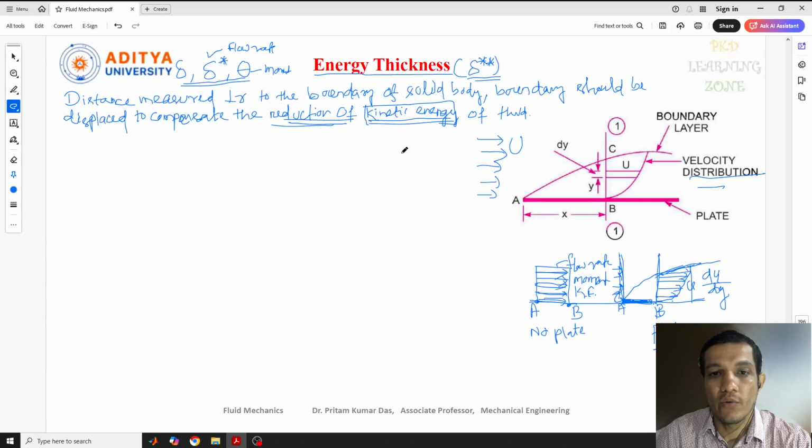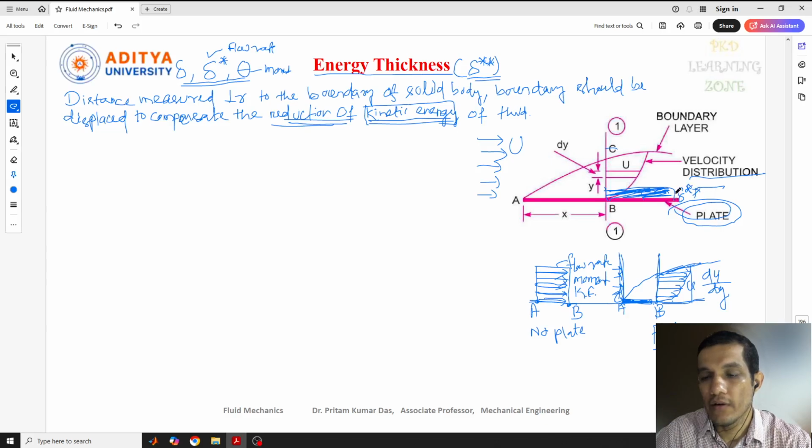You see that there is a reduction in kinetic energy, momentum, and flow rate due to the plate that was kept here, so that should be displaced by a distance of some thickness. That is actually called the energy thickness. Suppose this is the plate here. Now it should be displaced by some height. How much height needs to be displaced? That is actually delta double star.